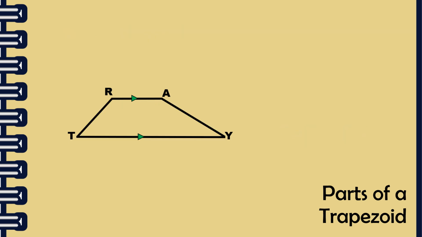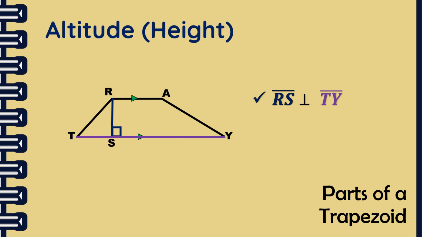From point R to a point on its opposite side, which is point S, segment RS is formed. If segment RS is perpendicular to segment TY, then we can say that segment RS is the altitude of quadrilateral TRAY. The altitude or height is a segment from a vertex of a trapezoid perpendicular to its opposite side.